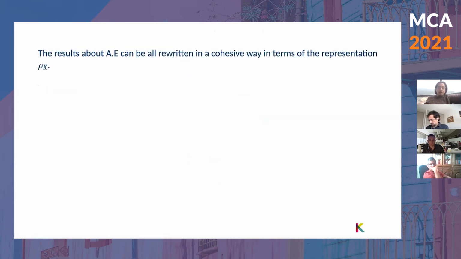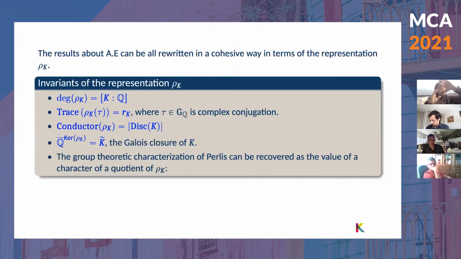Now, a summary of all the previous results that we had, or not we, but Perlis and his co-authors, or people that proved things about arithmetic equivalence, can be written in terms of this representation in a cohesive way as follows. For example, the degree of the representation is precisely the degree of the number field. The trace of complex conjugation is the number of real embeddings. The Artin conductor of the representation is the absolute value of the discriminant.